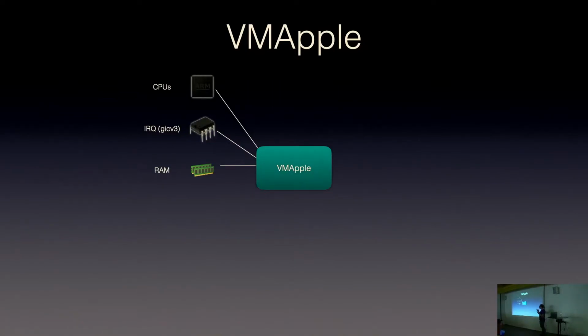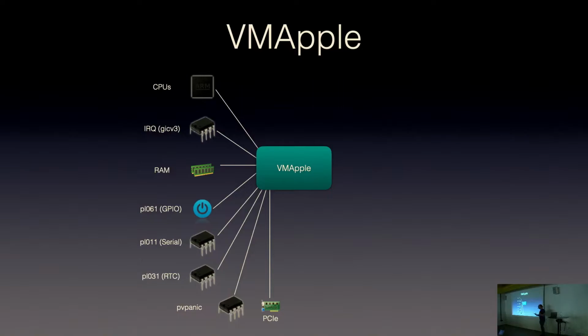You have CPUs attached to this device model. You have a normal interrupt controller. It basically uses the GICv3, which is very different from real Apple Silicon, by the way. I don't know if you know the internals. You have normal RAM at a fixed offset, simple. You have a GPIO controller for the power button, the same way that we do it on the virt machine model. You have a PL011 standard ARM serial device. You have a normal RTC, the one that Will just described, also lives right here.